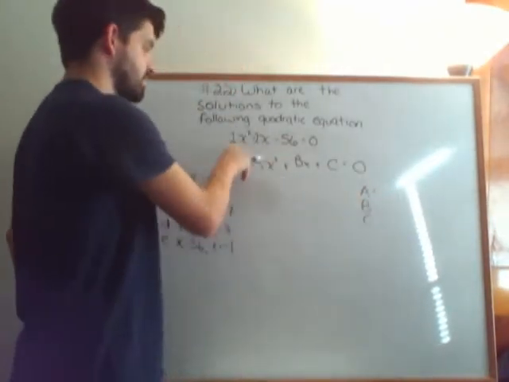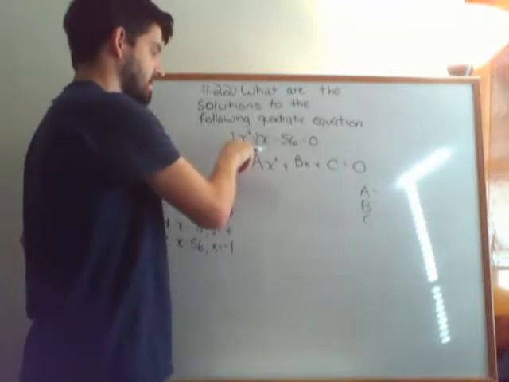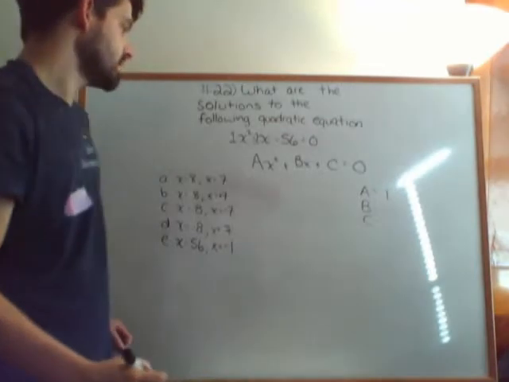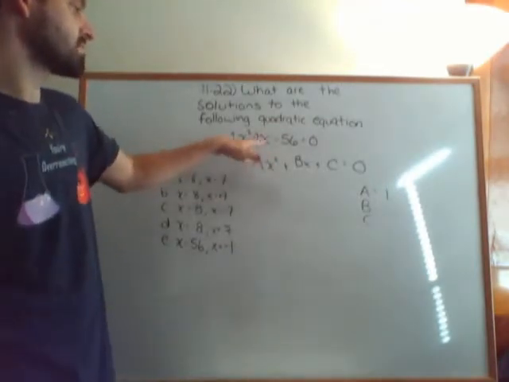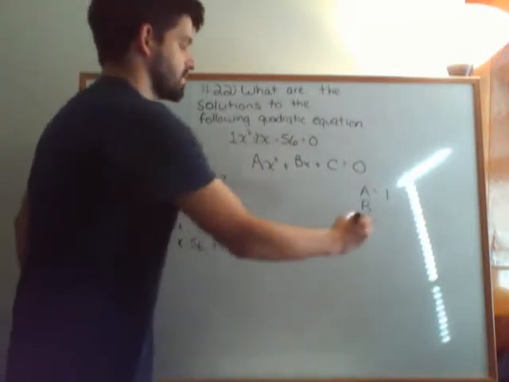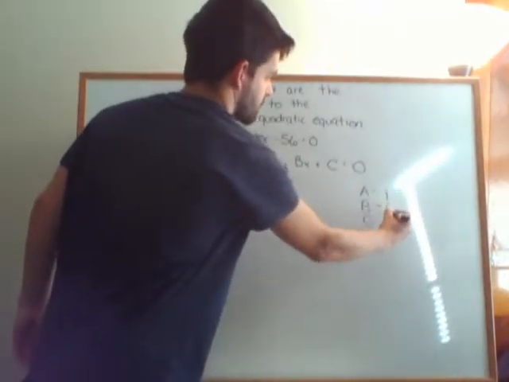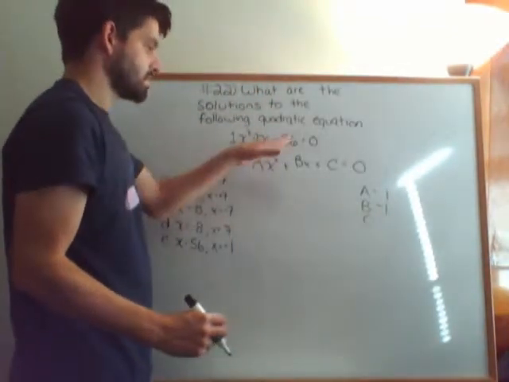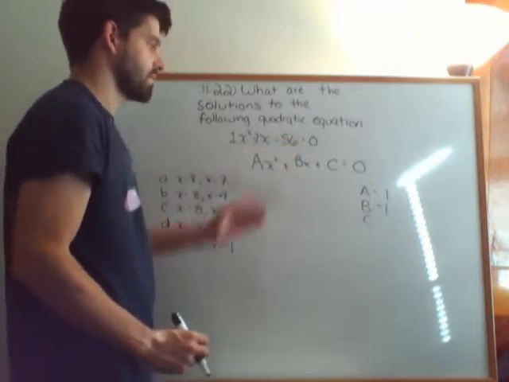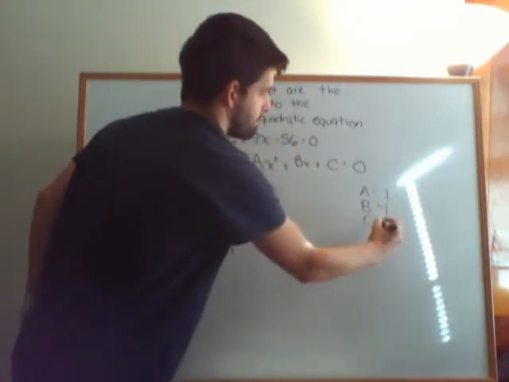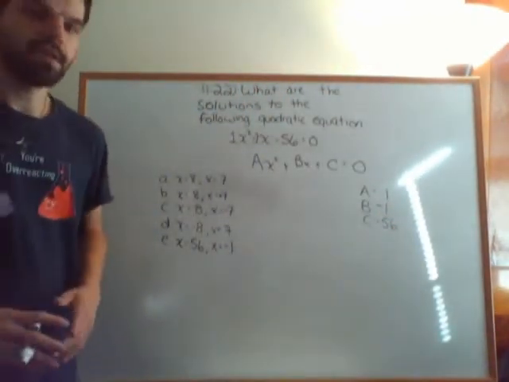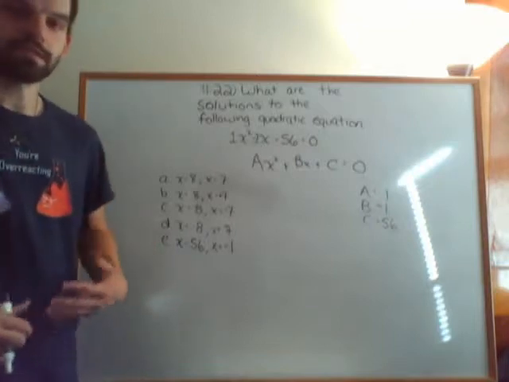So our a is going to be 1, positive 1. For b, because this is subtracted in this quadratic, it's going to take that subtraction sign and make this value a negative coefficient. So it's going to be negative 1. And then last but not least, c is going to be negative 56, as we have the value of 56, but it does carry the negative as well. So negative 56.